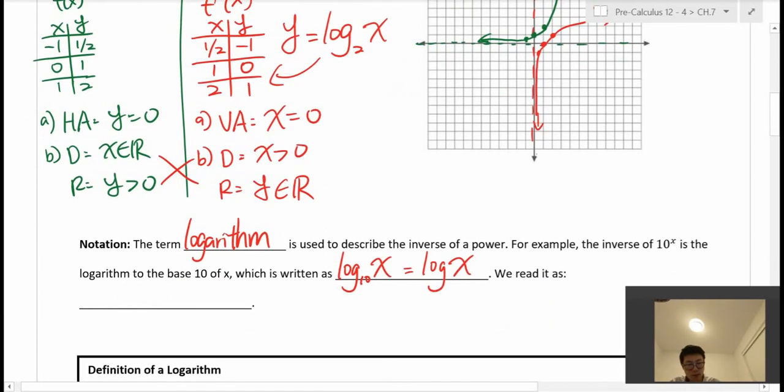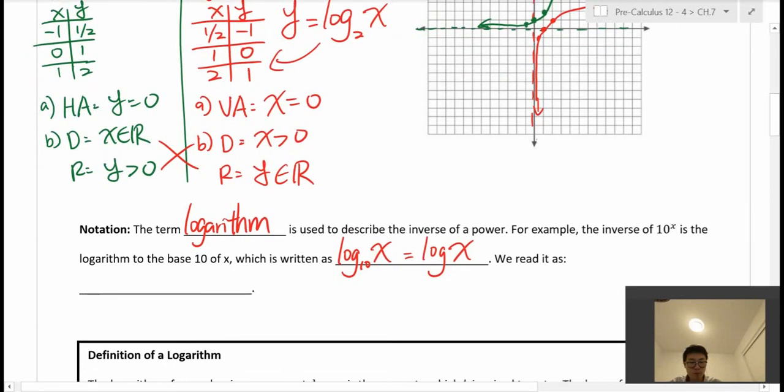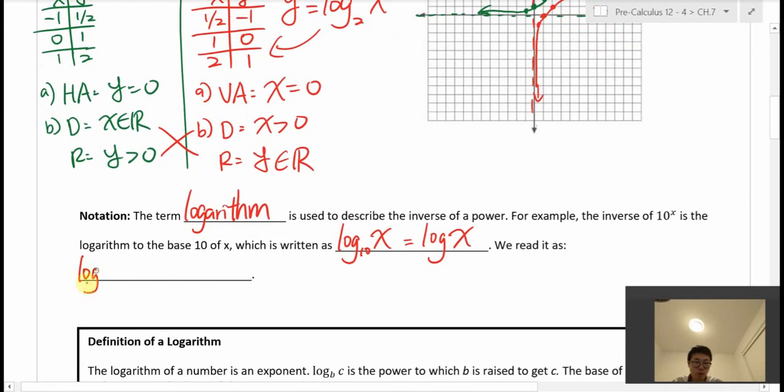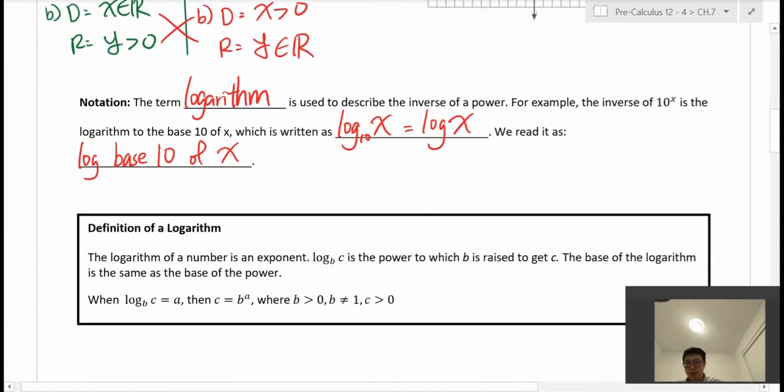This case is base 10, but we don't need to write it. Okay, we read this as log. Again, if it was not base 10, you need to say log base of something. I'm going to say base 10 here of x. If it's base 10, you would just say log x. But if it's base 2, then you read this as log base 2 of x, log base 20 of x, and so on. But if it's base 10, you just say log x. So a little bit shorter if it's base 10.